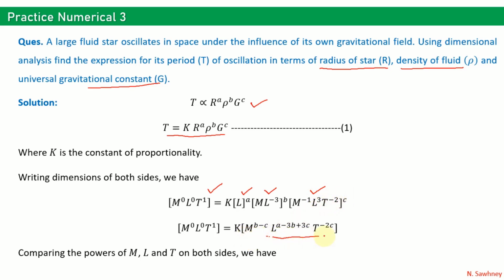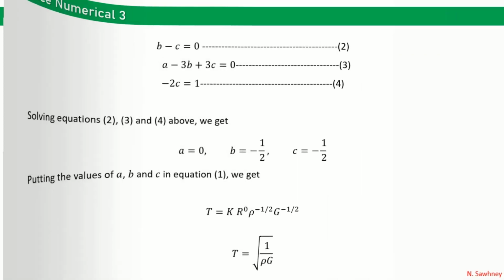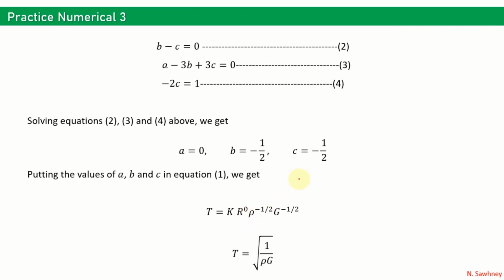Adding the powers of M, L and T on the right hand side and equating with the left hand side, we have obtained these equations. That is b minus c is equal to 0, a minus 3b plus 3c is equal to 0 and minus 2c equal to 1. Solving these equations, we have obtained a is equal to 0, b is equal to minus 1 by 2 and c equal to minus 1 by 2. Putting the values in equation number 1, we have obtained this relationship, that is T is equal to under root 1 upon rho G.